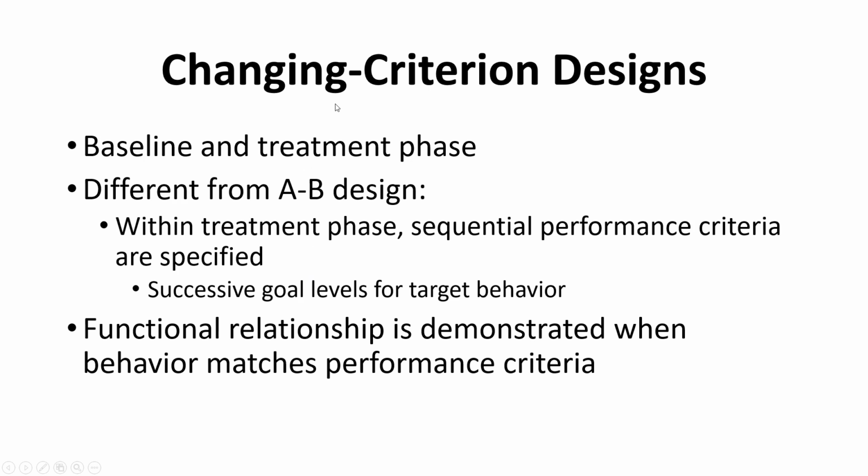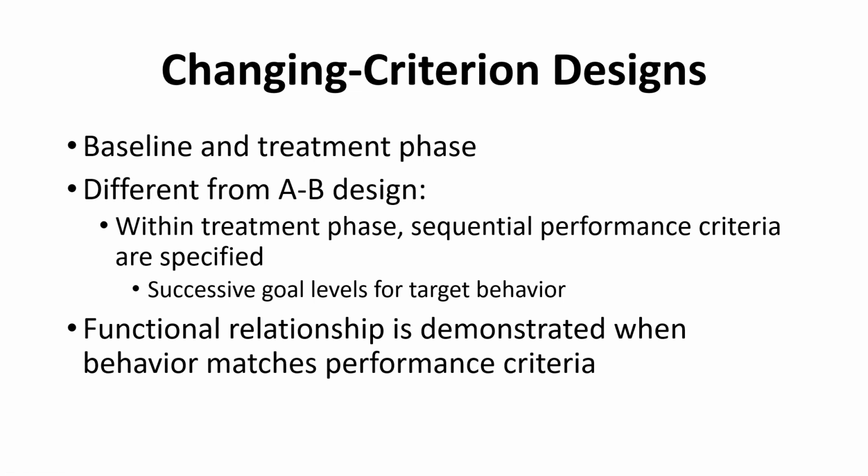And for our Changing-Criterion Designs, in this situation, we're going to have still a baseline and a treatment phase, but what makes it different from our standard AB design is that our treatment phase, that B part of it, is going to have sort of a moving target. So within our treatment phase, there's a sequential performance criteria specified. Basically, there's a certain goal that you're trying to attain, and that goal changes over time. So they are successive goal levels for that target behavior.